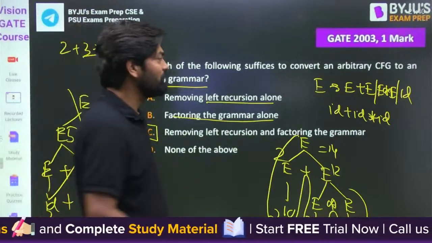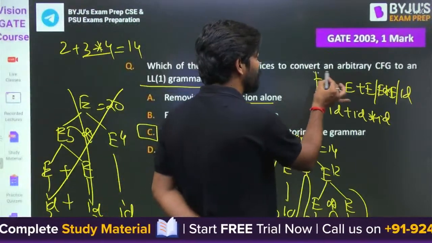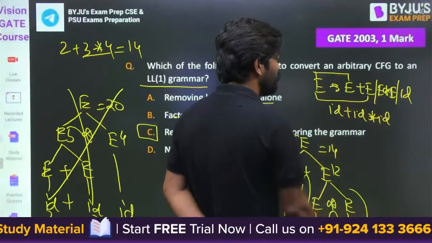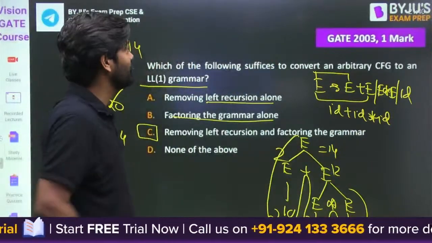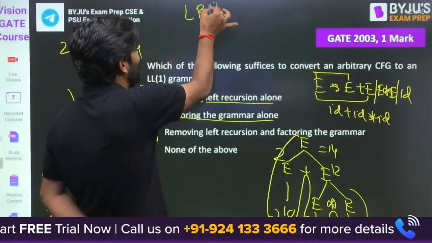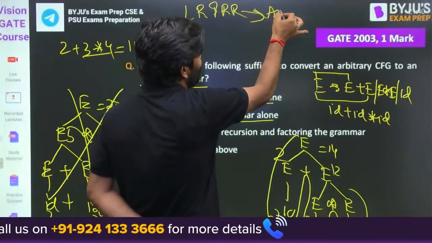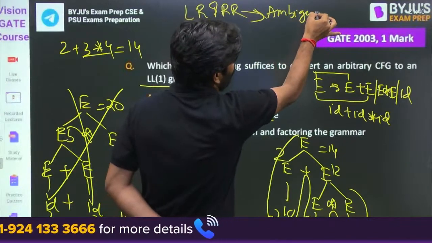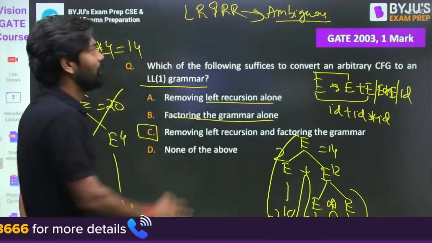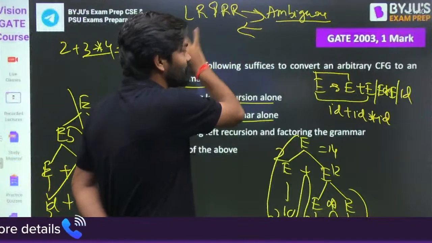So why is it ambiguous? You have a short trick also. The grammar is left recursive and right recursive. If the grammar is both left recursive and right recursive, then it is ambiguous. This implies it is ambiguous. But ambiguous does not imply it is left recursive and right recursive only.